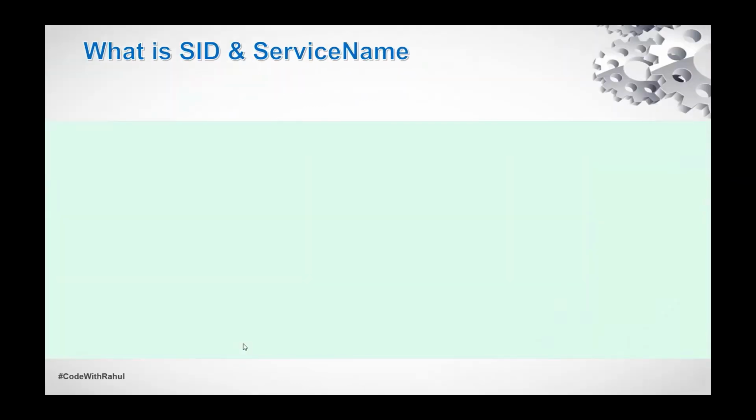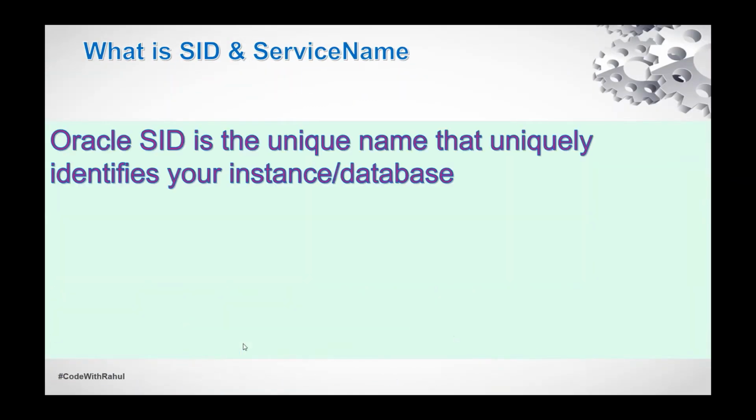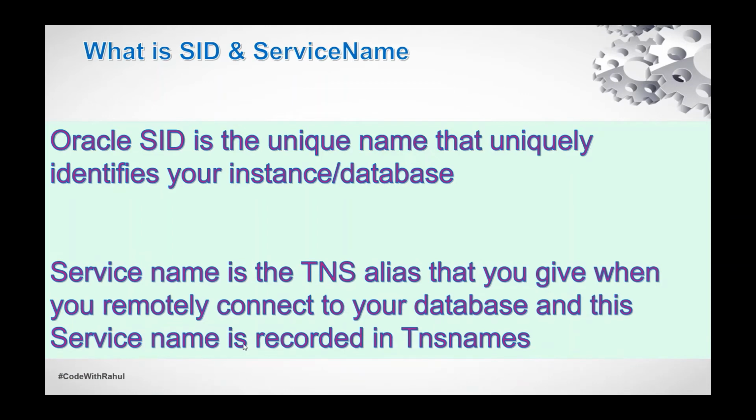Now, what is SID and what is service name? Oracle SID is the unique name that uniquely identifies your instance or database, whereas service name is the TNS alias that you give when you remotely connect to a database, and this service name is recorded in tnsnames. In this video, I will explain how to connect to the database through SID.